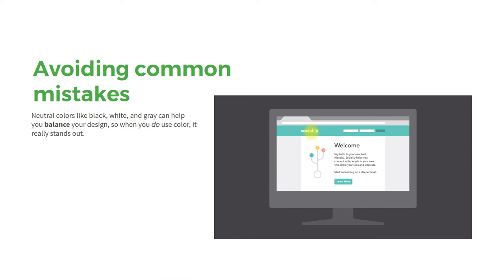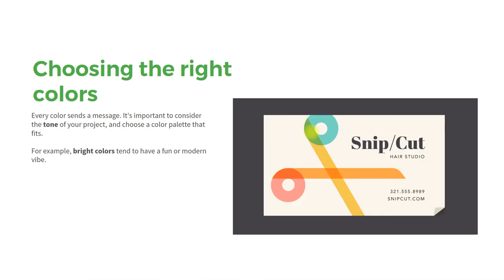So now, using neutral colors like black, white, gray can help you balance your design. So when you do use color, it really stands out. So now you can see the text is readable and the color is actually impactful. It means something because everything is not full of colors. There's a term that they say less is more, and there's nowhere that is true more than in the application of colors.